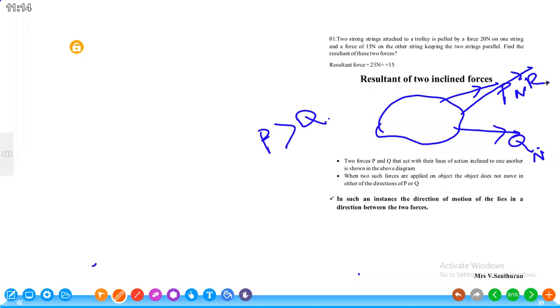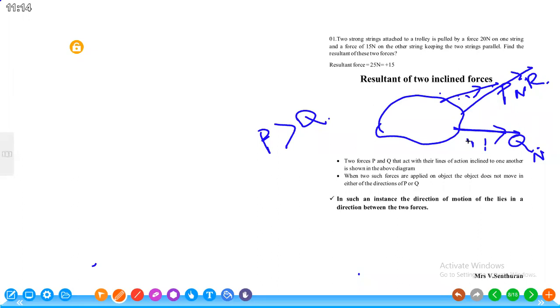So two forces P and Q act with their lines of action inclined to one another, not parallel, as the figure shows here. When two such forces are applied on an object, the object does not move in the direction of either P or Q. In such an instance, the direction of motion of the object lies between P and Q. This is the main condition of the result of two inclined forces.